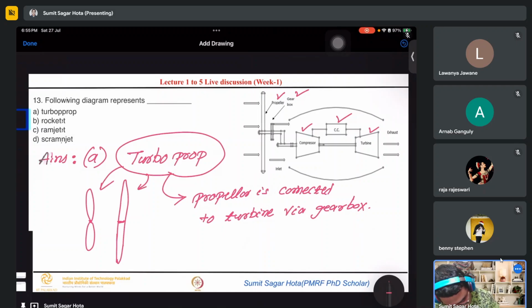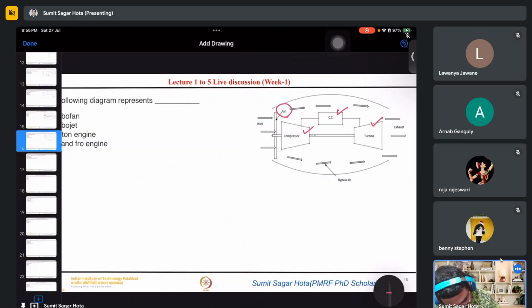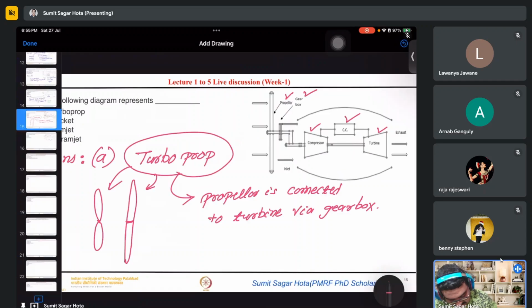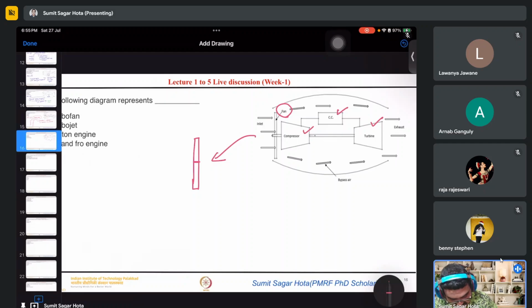A fan is mostly represented like this. It's nearly similar but not the same. And one very good way of knowing whether it's a fan or a propeller: mostly they use a gearbox for the propeller, not for the fan. A fan does not require any kind of gearbox, but for a propeller they may need the gearbox.